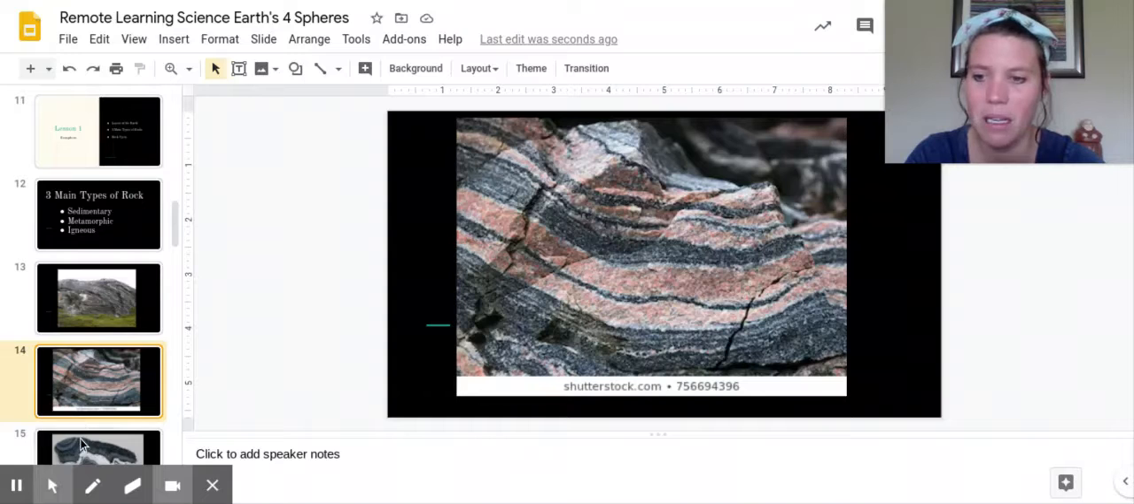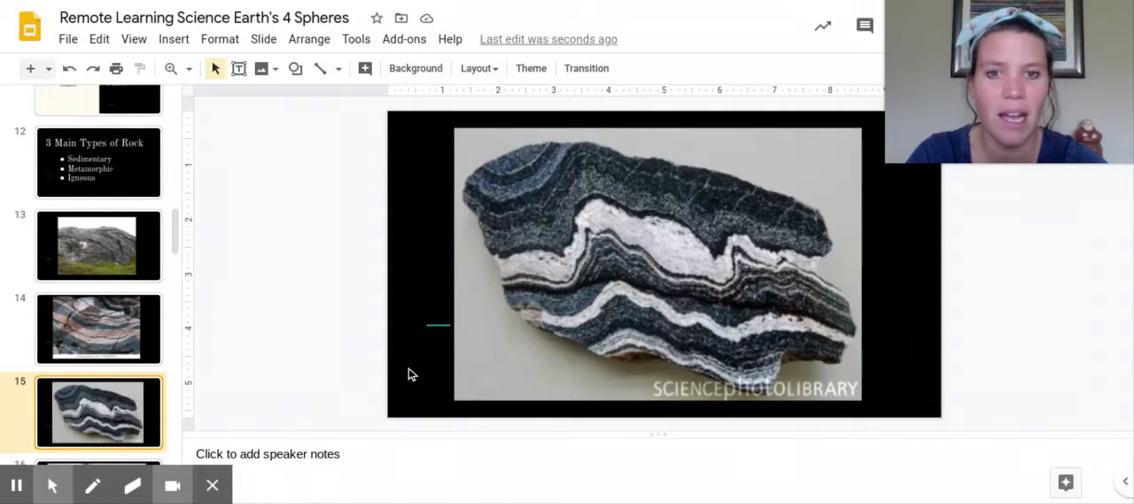Here's one more example of a metamorphic rock. You see again the obvious layers that were one time sediments pressed and cemented down, but now they're swirled and they're bent. This happens because of friction and because of heat and pressure. How can we get friction, heat, pressure, movement within the earth? Well, at tectonic plate boundaries.